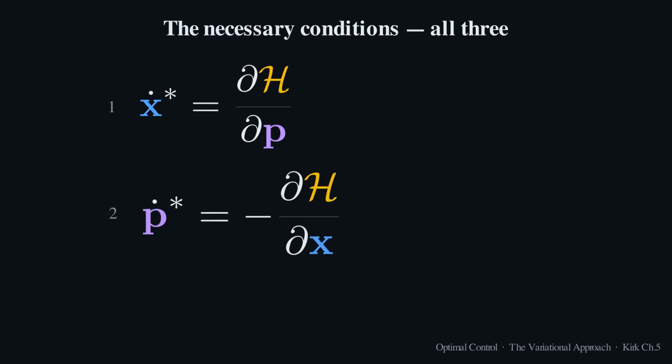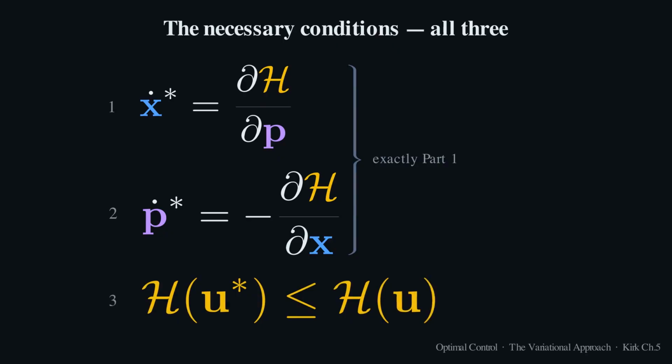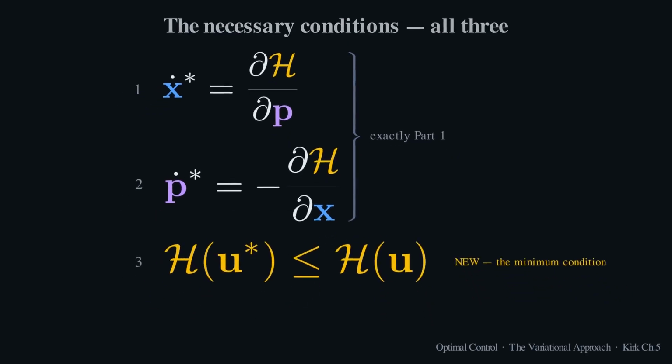Let's put the complete set of necessary conditions side by side. Three lines. First, the state equation: x dot star equals the partial of H with respect to p. Second, the co-state equation: p dot star equals minus the partial of H with respect to x. Those two are exactly what we had in part 1. The state moves with the gradient in p. The co-state moves with minus the gradient in x. Nothing about them changed. The third line is the only thing that's new.